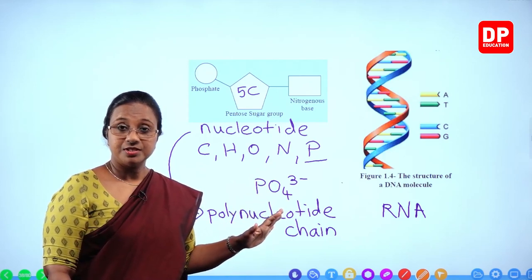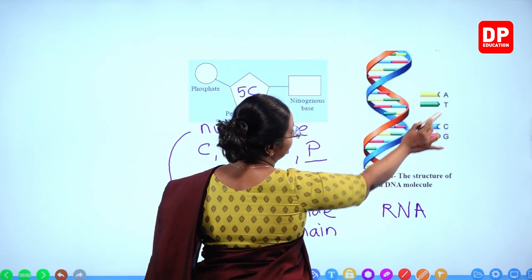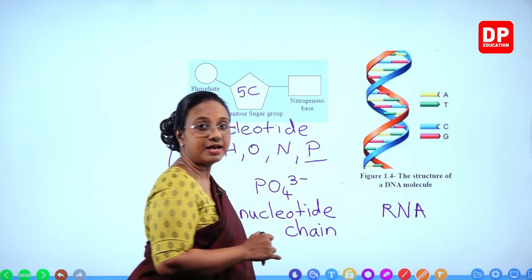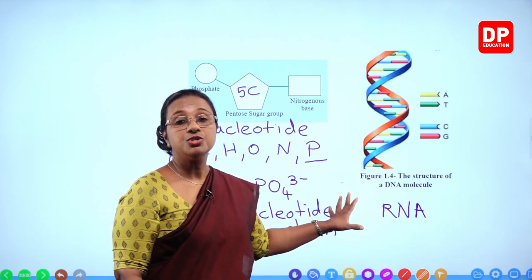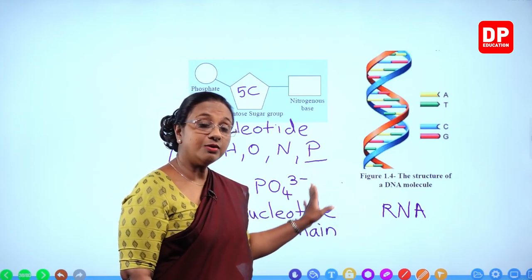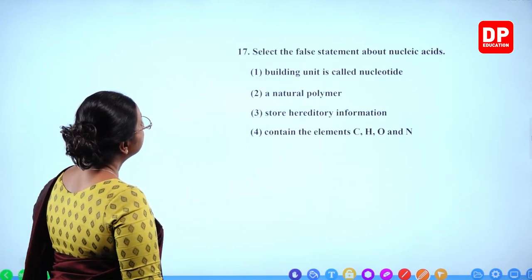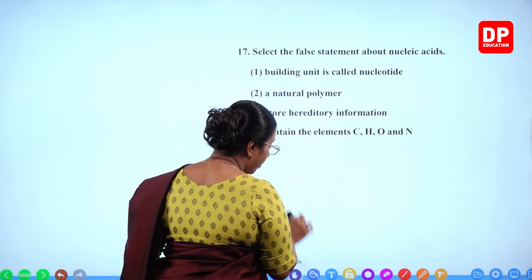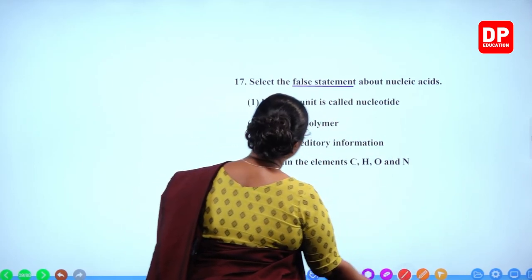Is that clear, students? Here of course you can see the hydrogen bonds between the nitrogen base pairs that are present in a DNA molecule. That is also shown here. Now, if we look at the answers, here you can see: select the false statement. You need to select the false statement.